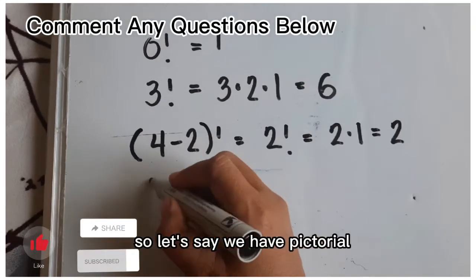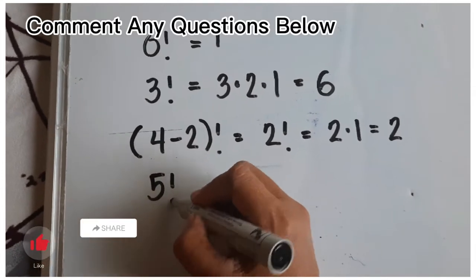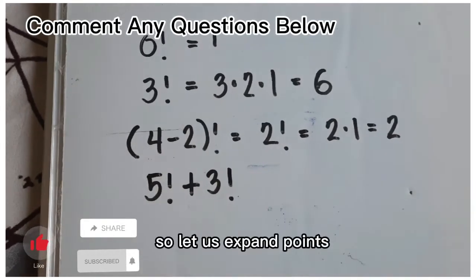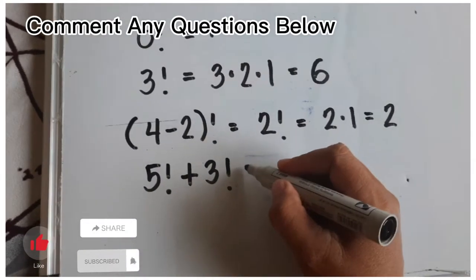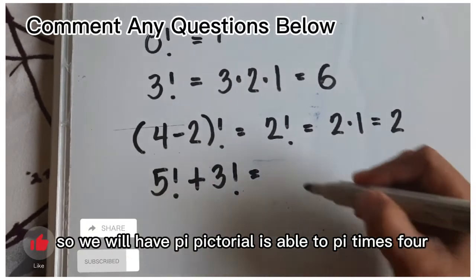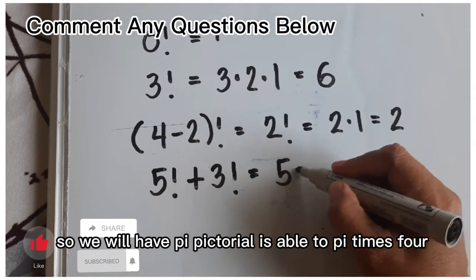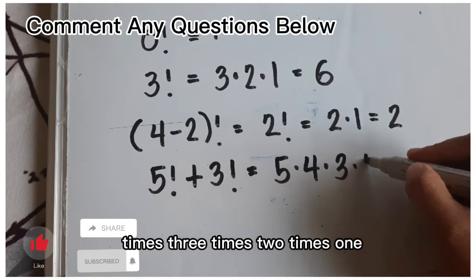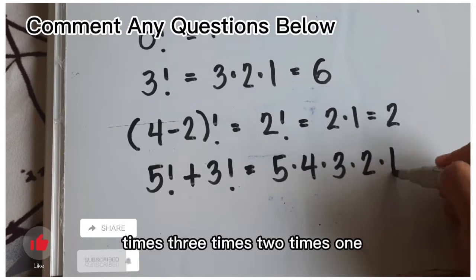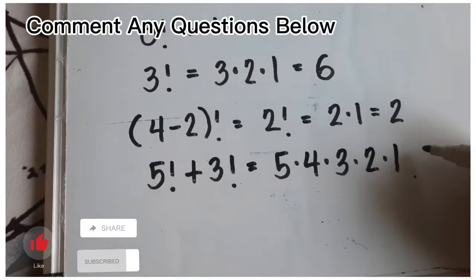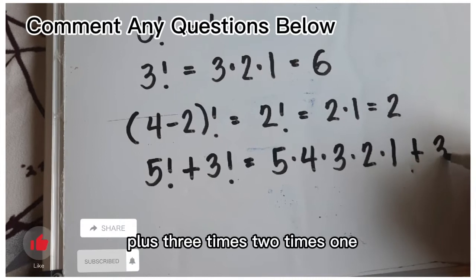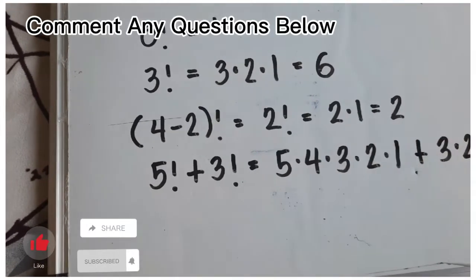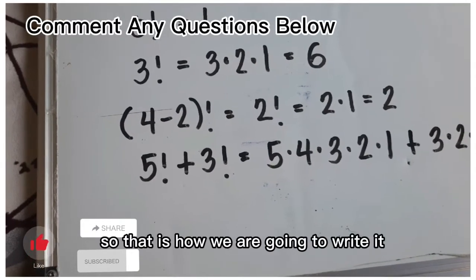Let us have another example. Let's say we have 5 factorial plus 3 factorial. Let us expand first. We will have 5 factorial is equal to 5 times 4 times 3 times 2 times 1. How about 3 factorial? Plus 3 times 2 times 1. That is how we are going to write it.